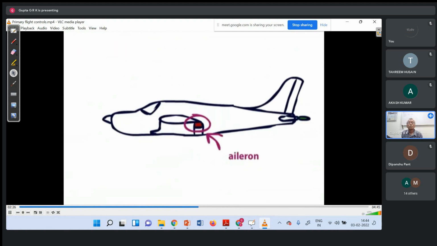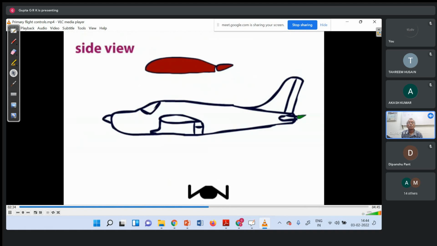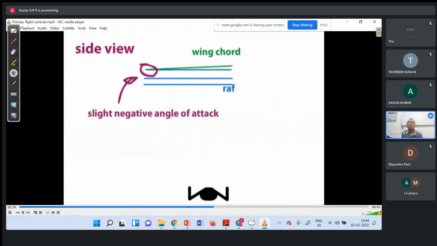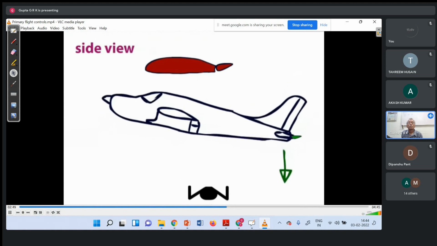Here are the ailerons, and here is the elevator, and again, the yoke. To climb, you will pull the yoke backwards, which will move the elevator upwards. Looking at our friendly airfoil, we can see that this has the effect of decreasing the angle of attack so much that it actually causes lift to act downwards. This will push the tail down and move the nose up, causing the aircraft to climb.